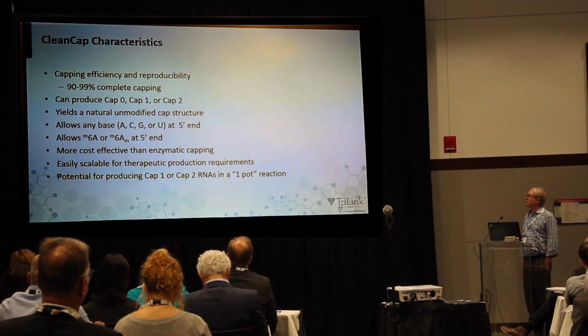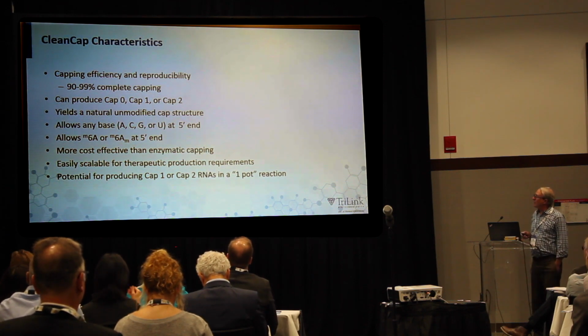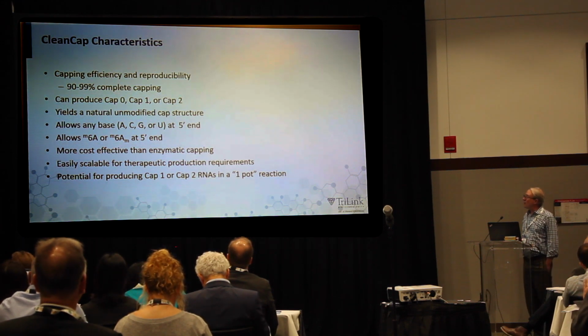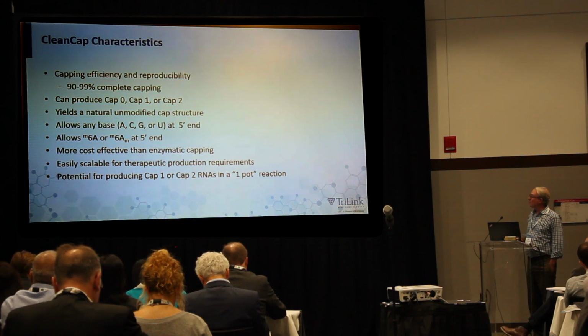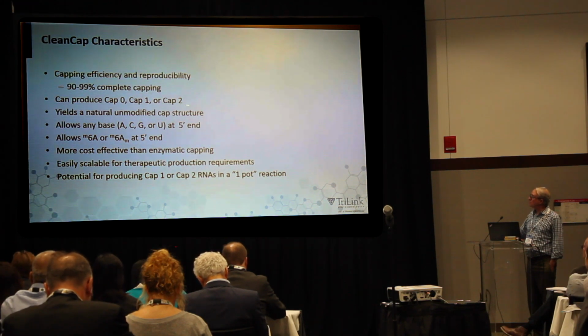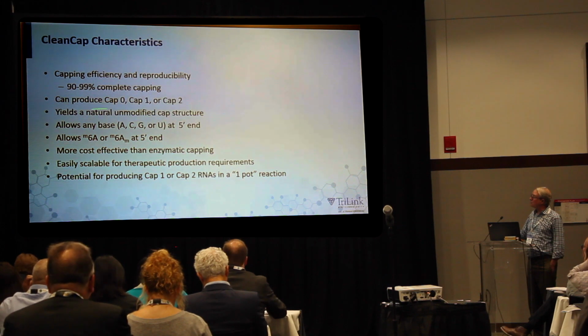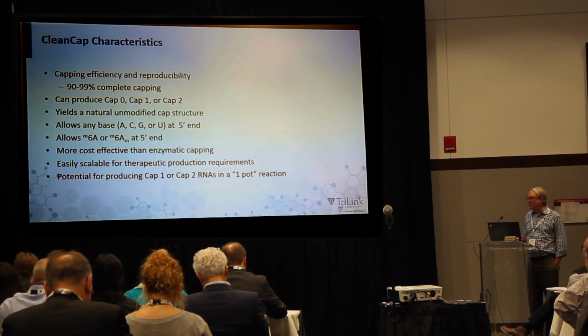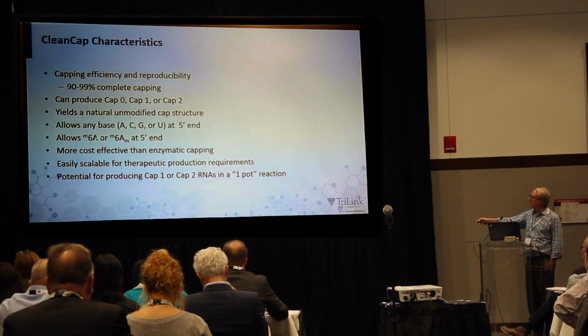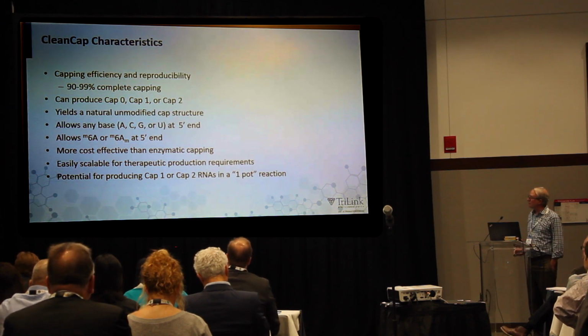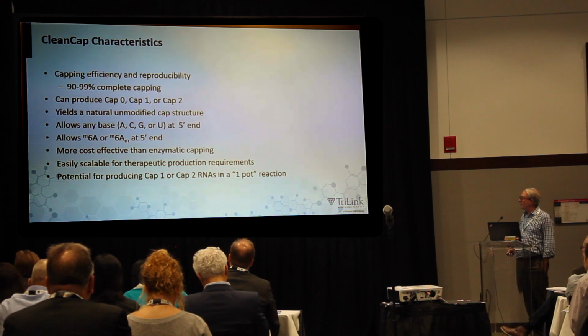So what are the characteristics of CleanCap? You get efficient capping that's highly reproducible. With our best CleanCap analogs, we regularly get in the very high 90s. For some of the more challenging ones, more like 90, depending on the sequence at the beginning. We can produce cap 0, cap 1, or cap 2. We can yield unmodified natural caps, or if you want one with a modification, we can put a whole bunch of different chemistry there. So it opens up the chemistry at the 5' end of your RNA. And it also allows us to put things like m6A or m6Am at the beginning. And I'll show you some data later on in the talk about that.